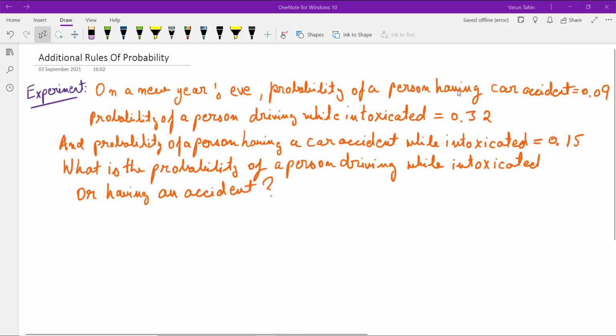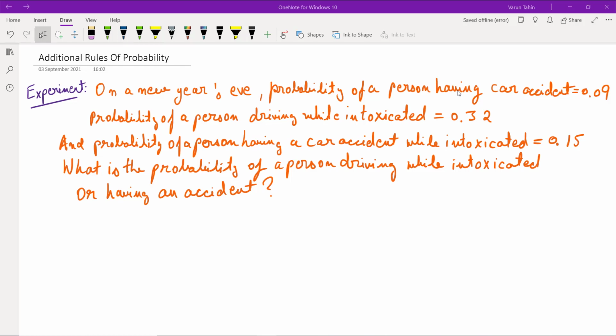Let's see one more experiment. So it says on a New Year's Eve, probability of a person having a car accident is 0.09. Probability of a person driving while intoxicated is 0.32. And probability of a person having a car accident while intoxicated is 0.15. Now we have to find the probability of a person driving while intoxicated or having an accident.